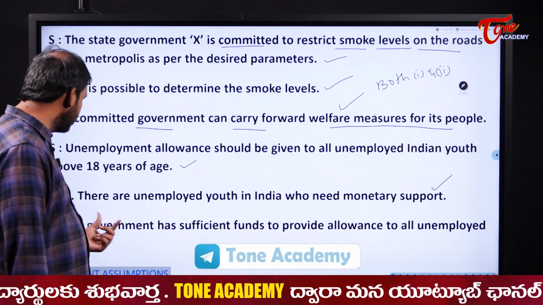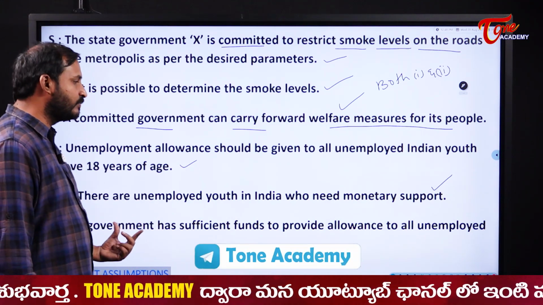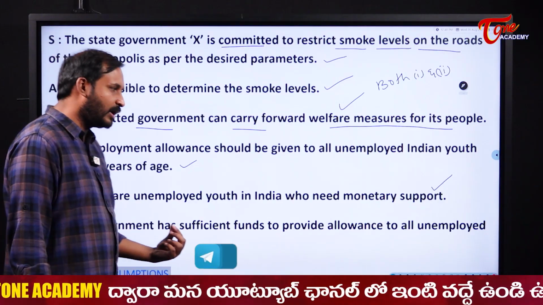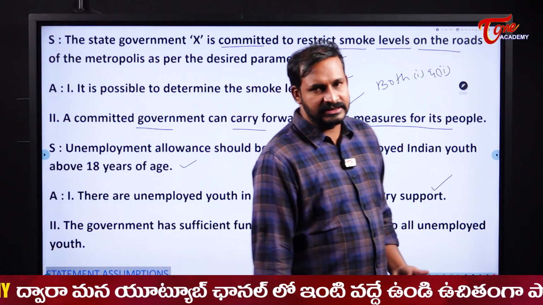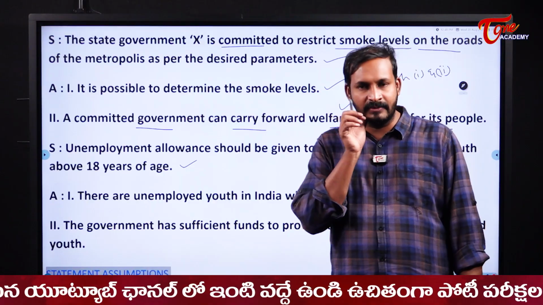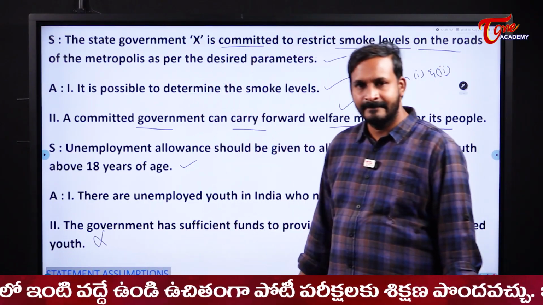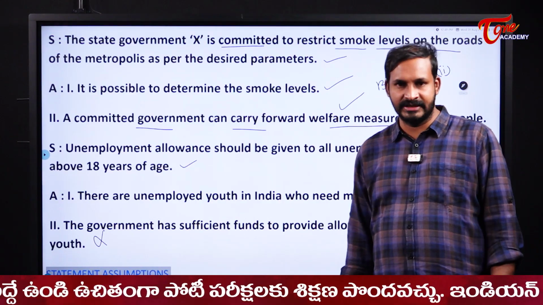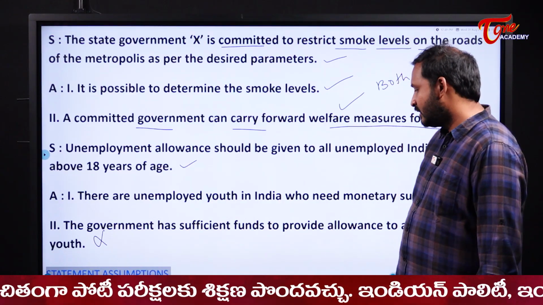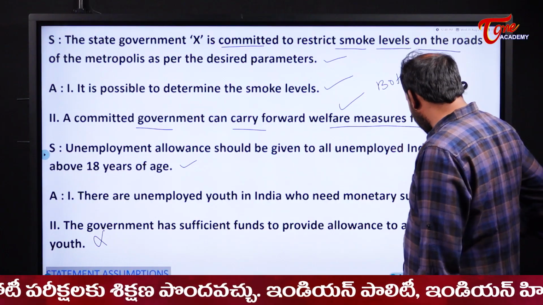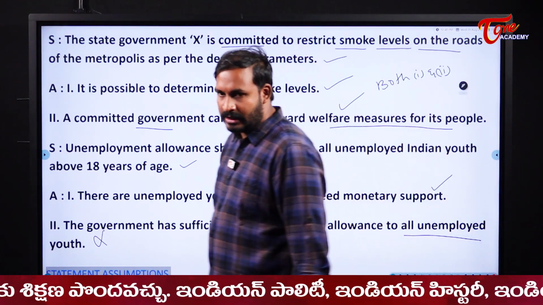Yes, that is implicit. The government has sufficient funds to provide allowance to all the unemployed youth. See here, students, do they mention anything about funds here? No, right? That is not implicit here for us. To provide allowance to all unemployed youth.